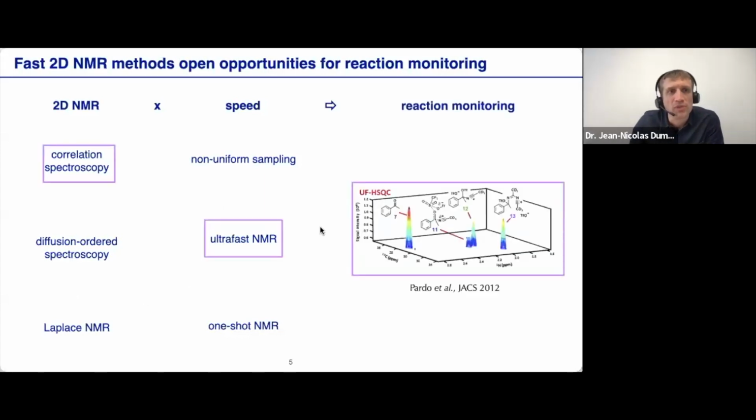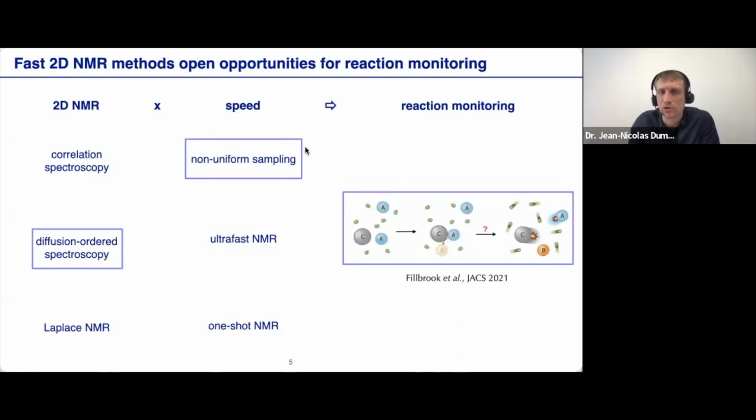I will give just 2 examples, one being the fact that ultrafast 2D NMR and ultrafast correlation spectroscopy experiments have been used to monitor organic chemical reactions and identify species that could not be identified otherwise, with a number of examples. And more recently, diffusion NMR accelerated with non-uniform sampling has also been used to test hypotheses on enhanced molecular motion in a solution. So there's now an array of fast multidimensional NMR methods that have been used for a variety of applications.